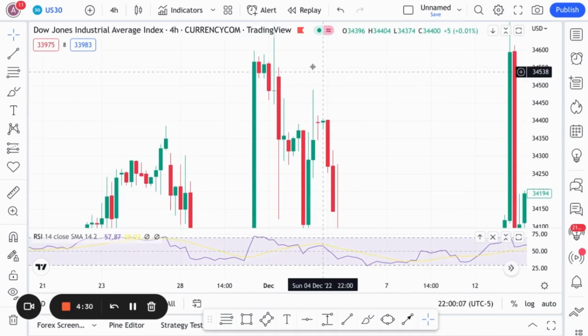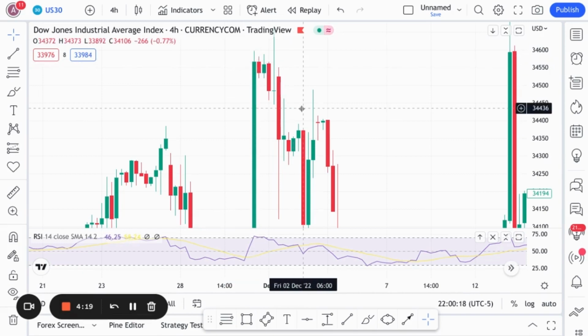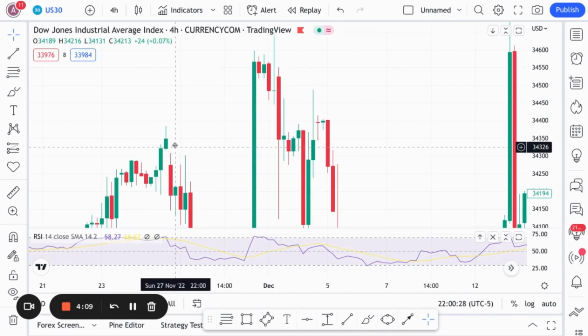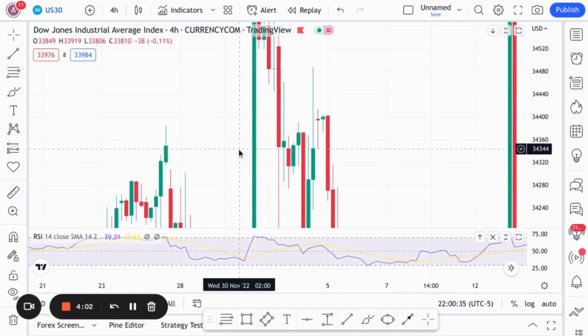So for example, you see this long bullish candle here, it closed here. And on the very next candle that opened, it opened where the previous candle closed. But that does not always happen. Sometimes there's so much volatility in the market that a candle closes, and on the very next candle the market will either gap up or gap down. For example, we can see that right here.